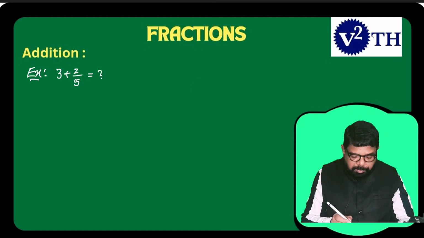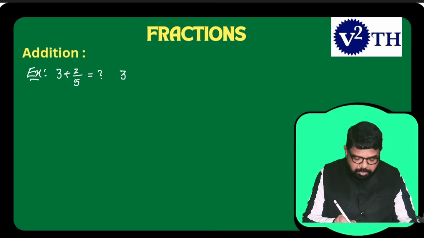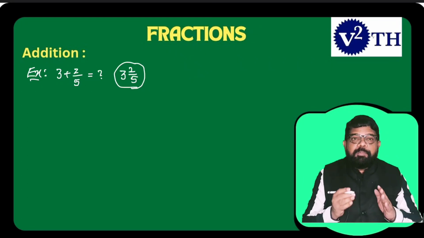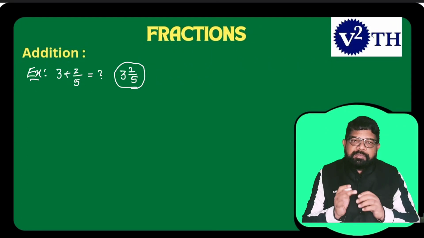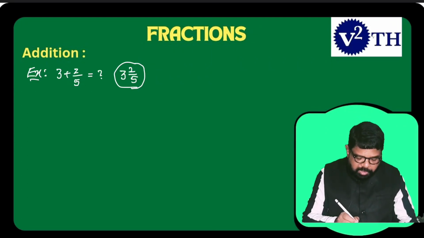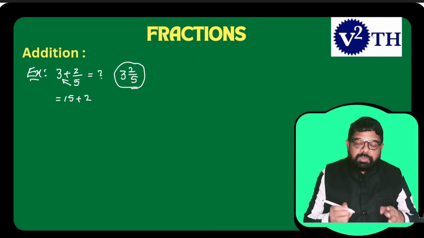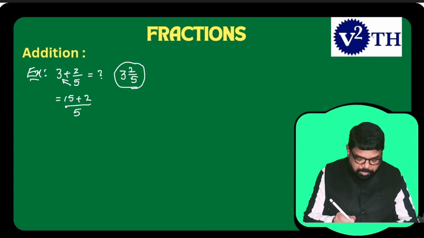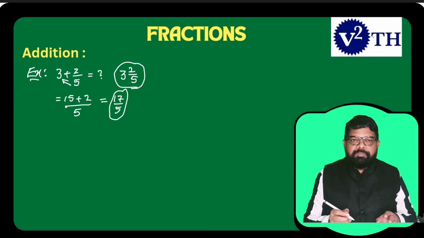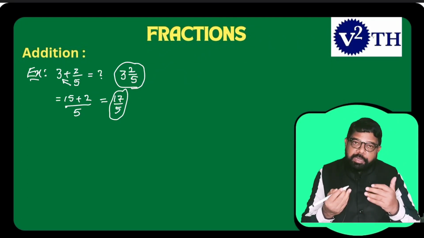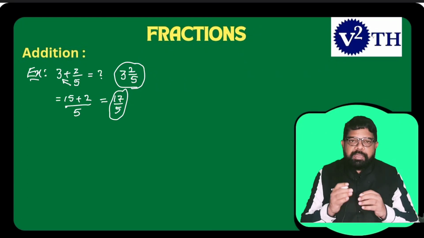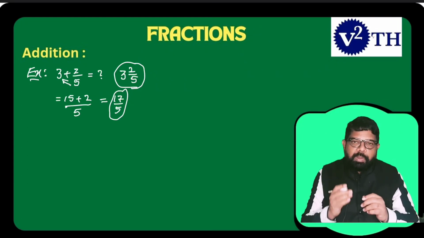Now what you do? 3 plus 2 by 5 can be written as a shortcut, 3 2 by 5 as a mixed fraction. Very simple. Or what is the other approach? Take the product of these two. 5 into 3 is 15, plus 2, by 5. Now what is 15 plus 2? 17 by 5. Both are correct, either 17 by 5 or 3 2 by 5.